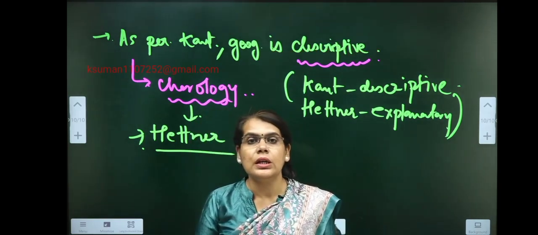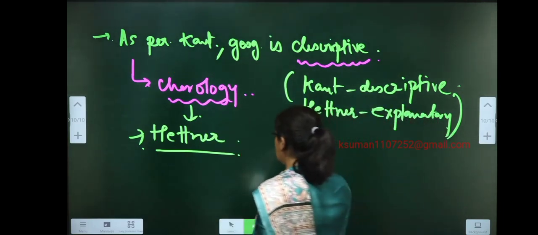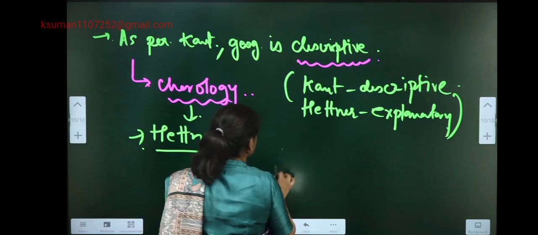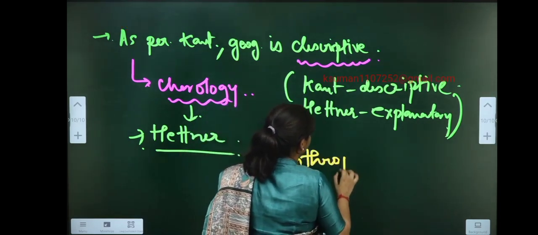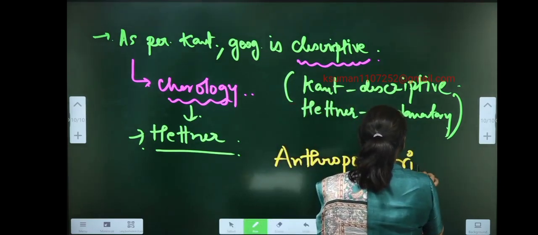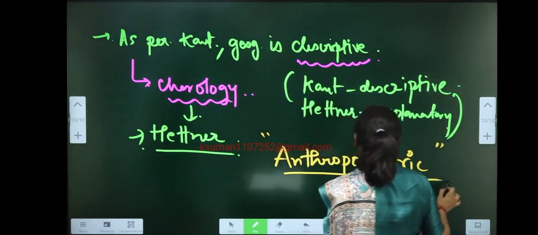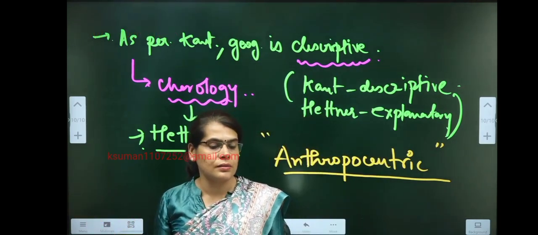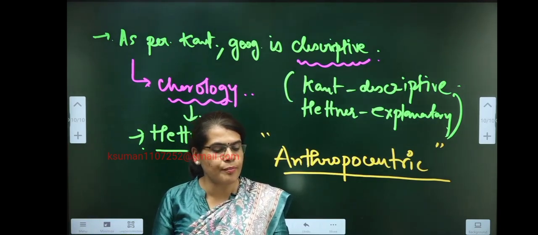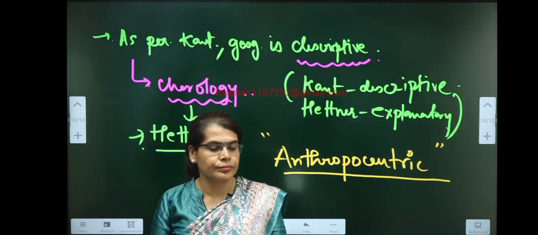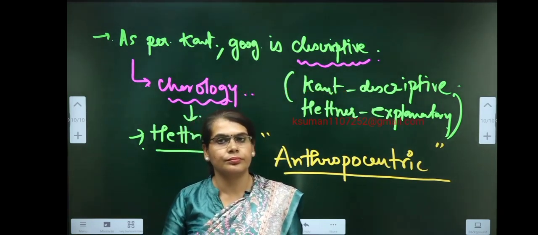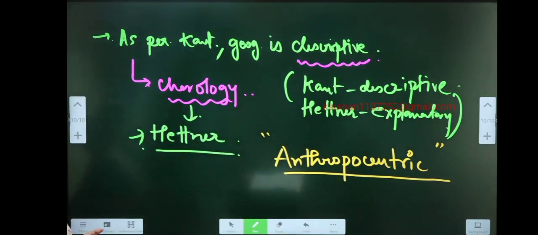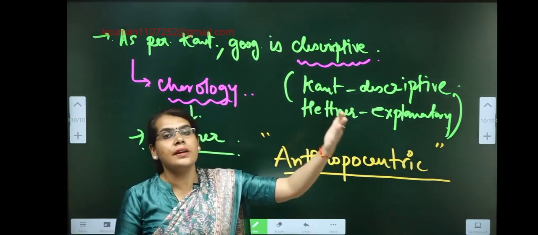Next point, write down, Kant's geography was also anthropocentric in nature. That is, he is paying more importance to the prominent role of man, especially in the regional studies. So he is recognizing the important role of man. This idea of Kant was later on taken up also by Ritter.